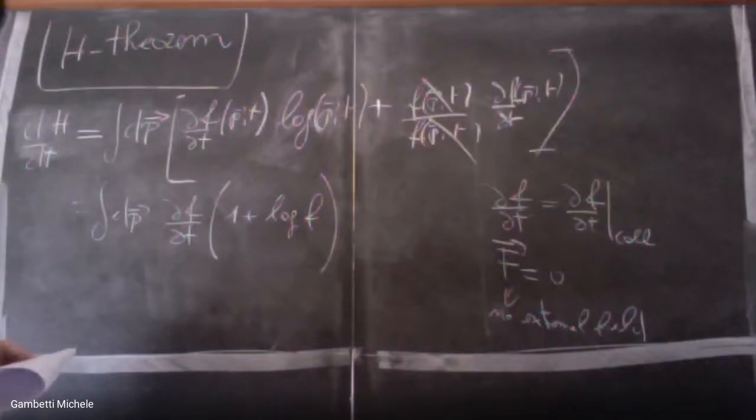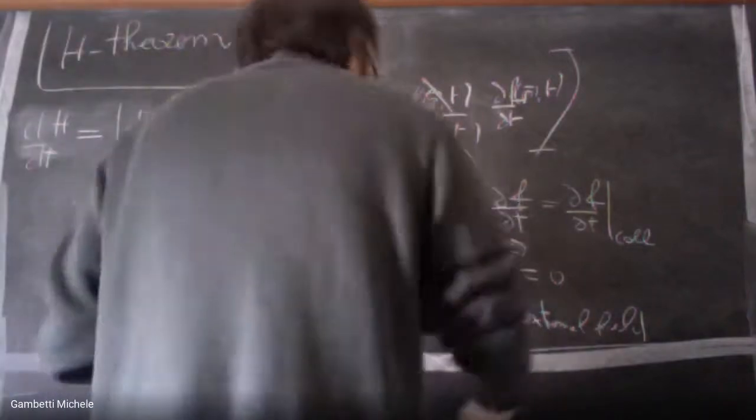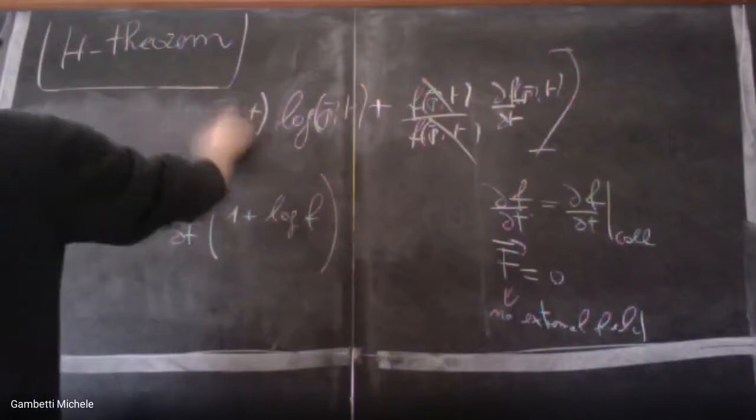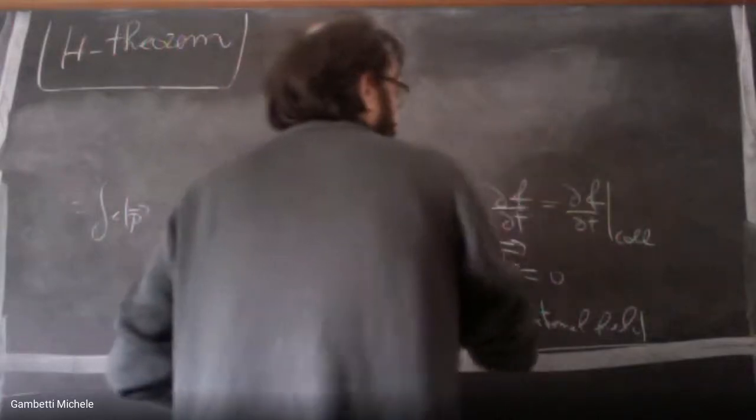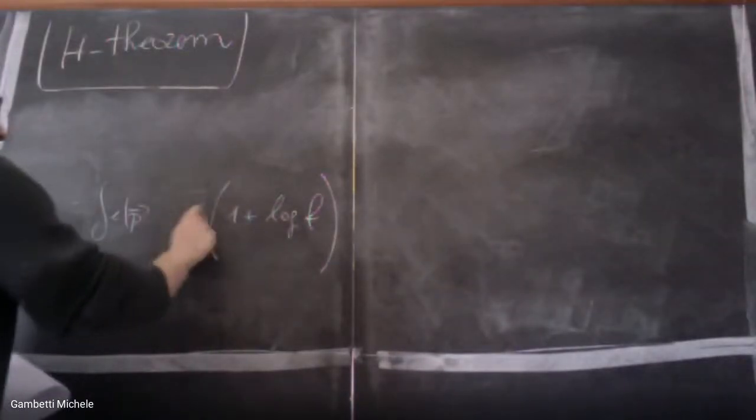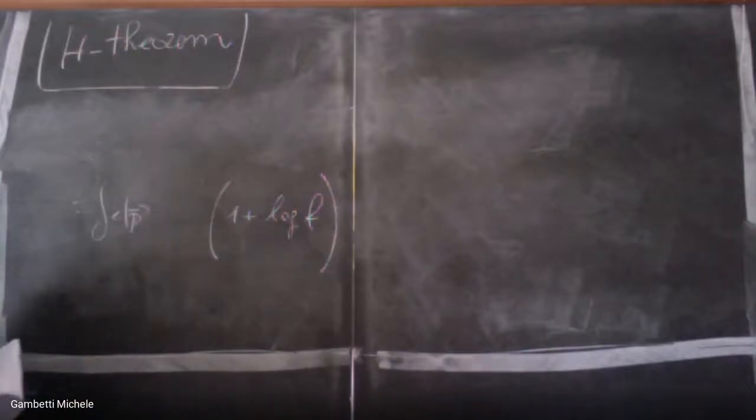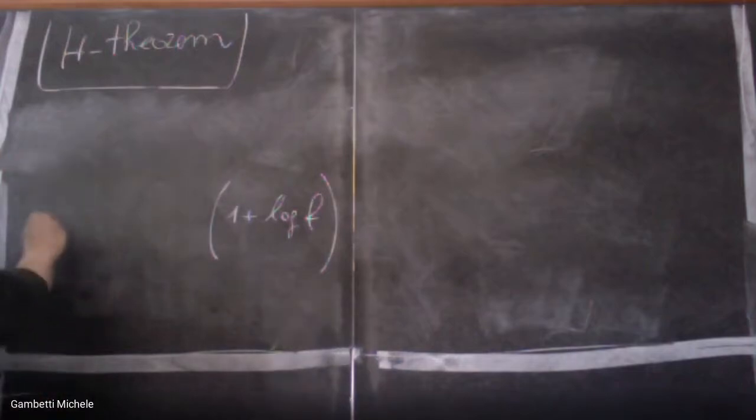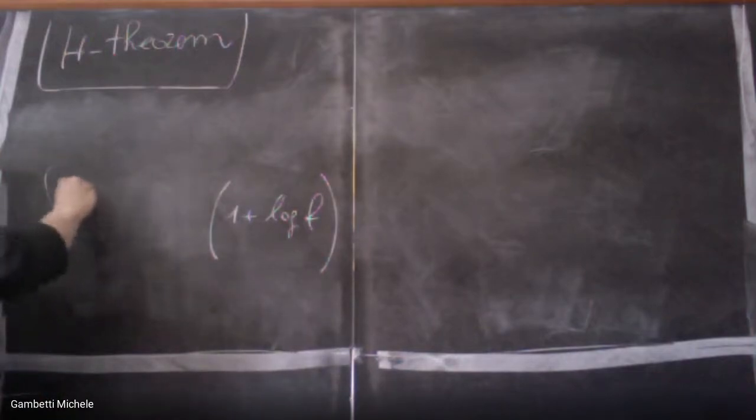So the collision integral was the quantity that I can now write directly there. And let me remove also these. And here I can write 1 plus log f. And here, instead of the derivative of f, I can put the collision integral, which was the following: dp, which defines the h.